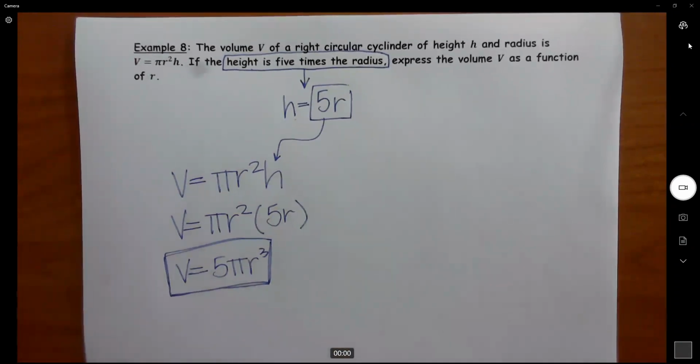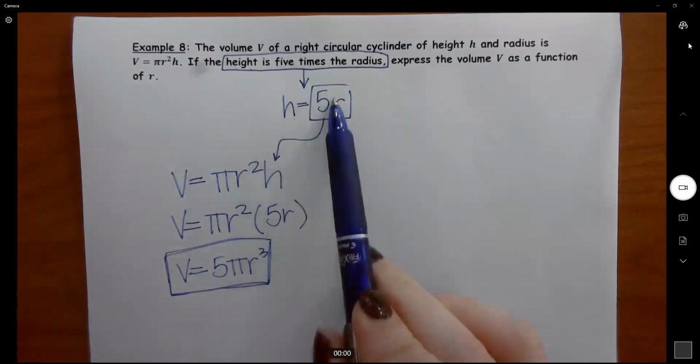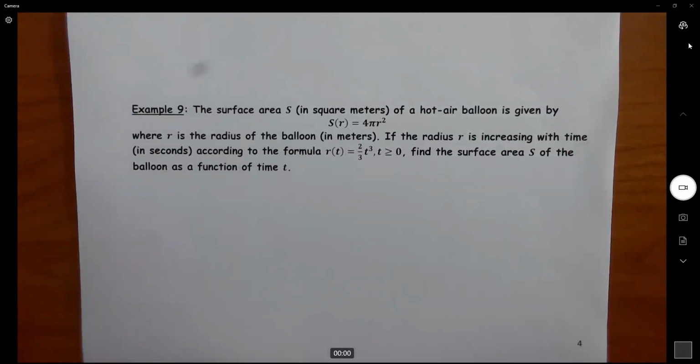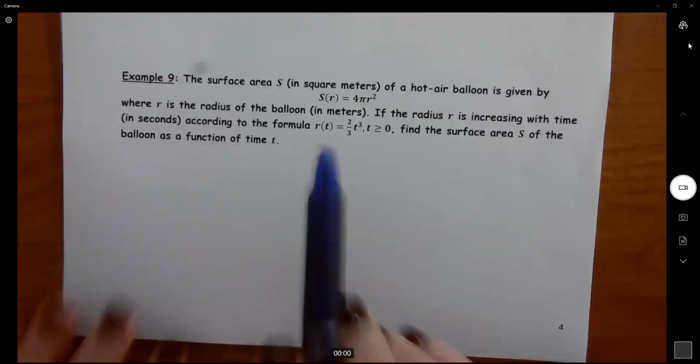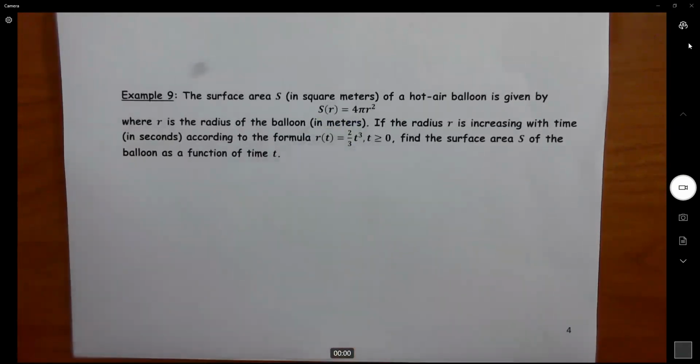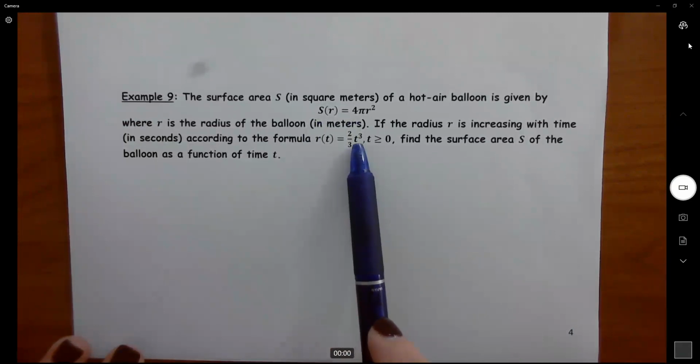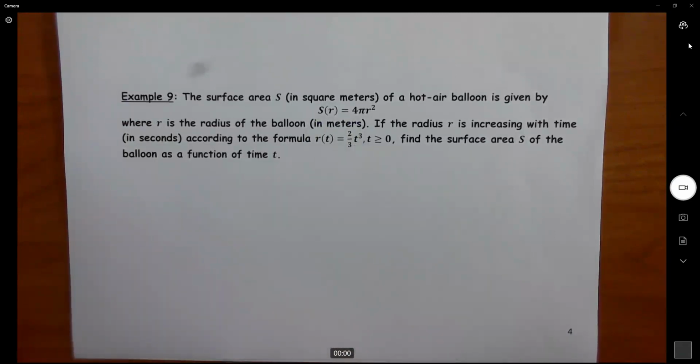Okay, so can you kind of see how this is a composite where I have a function and I'm plugging it into another one? Example 9, the surface area S in square meters of a hot air balloon is given by S of r equals 4 pi r squared, where r is the radius of the balloon in meters. If the radius is increasing with time in seconds, according to the formula, here's my r of t equals 2/3 t cubed. Find the surface area S of the balloon as a function of time t.